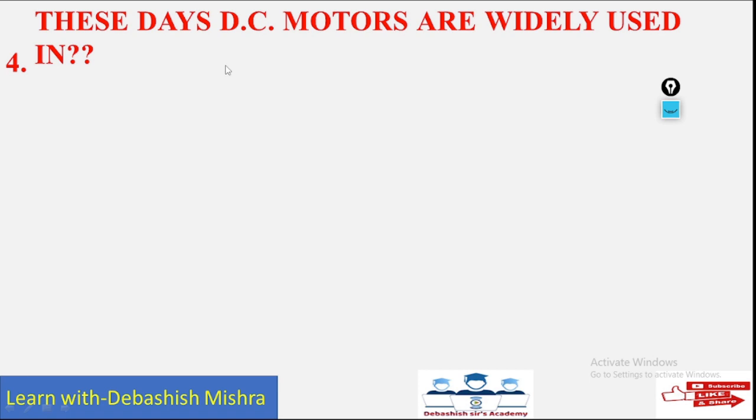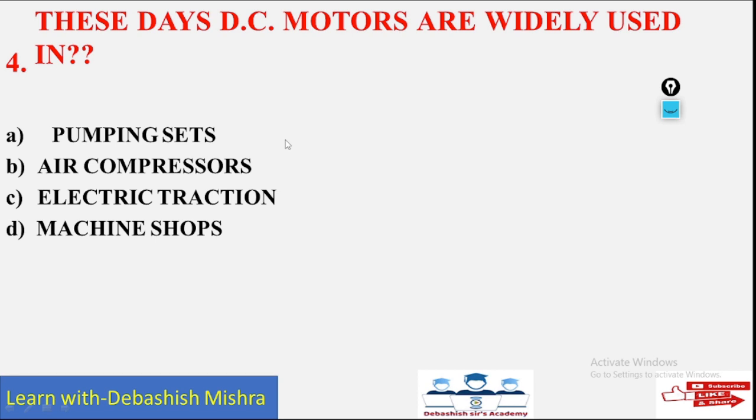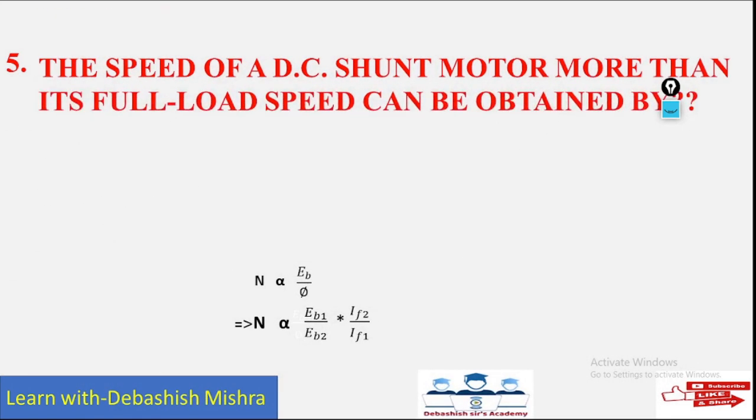Question number 4. These days DC motors are widely used in pumping sets, air compressors, electric traction, machine shops. So option C is the correct answer: electric traction. Going to question number 5, very important.